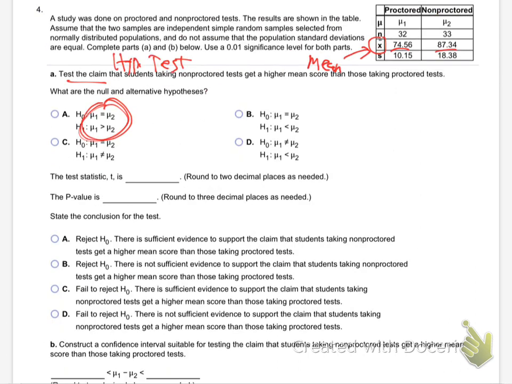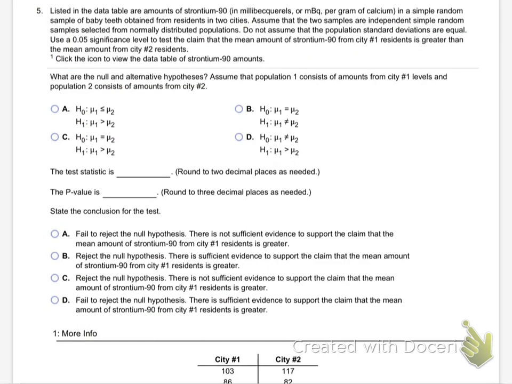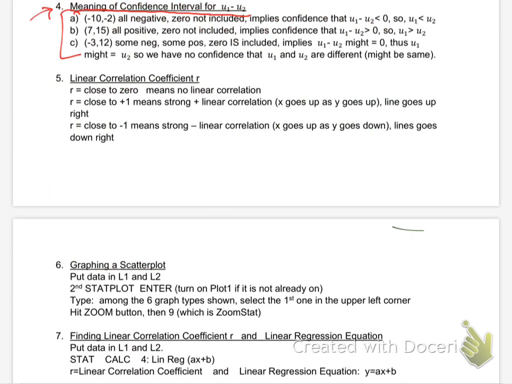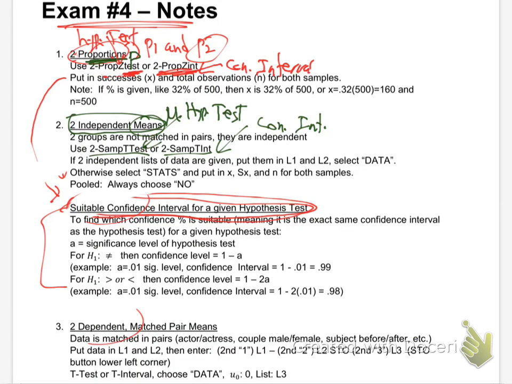So that's what we'll do. And down here's the confidence interval. We already talked about that. Let's move on to number 5. Here again we have means, and we're talking about a test statistic. So that's the same thing. It's going to be back here. It's going to be 2 independent means. Use these steps again.